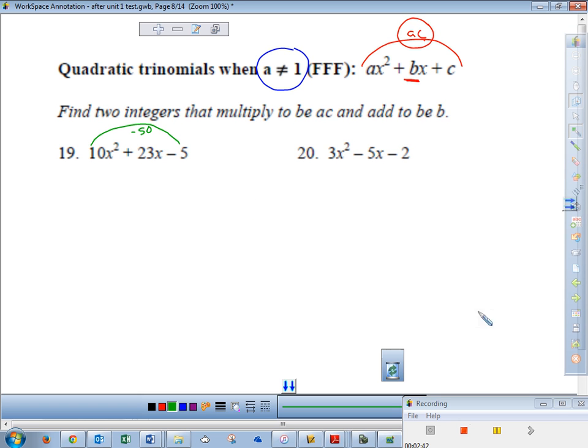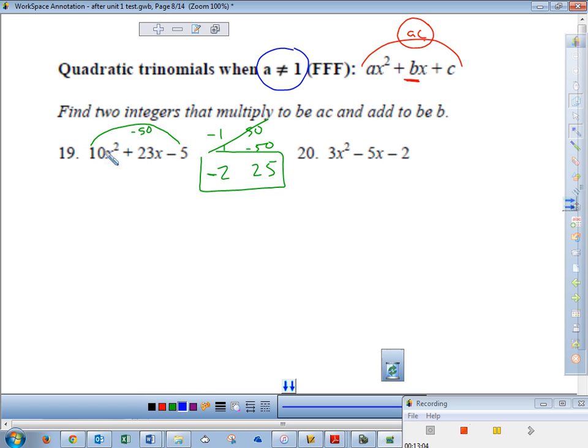So we can try 1 and 50, and one of them had to be negative, but those add together to be 49 or negative 49, then 2 and 25, and if one of them was negative, which one of them is supposed to be, right there, there's our numbers. So finding the two numbers is the first part.